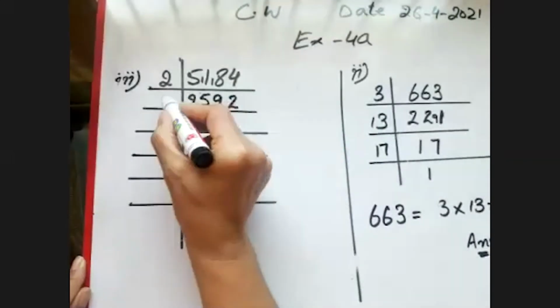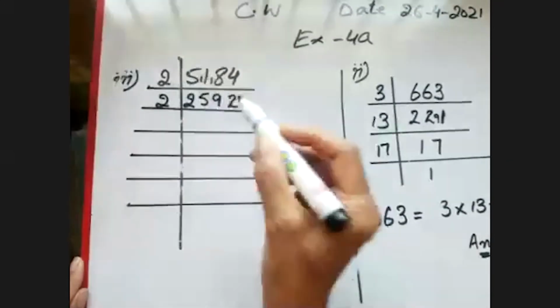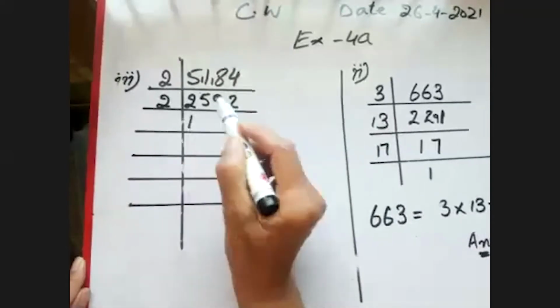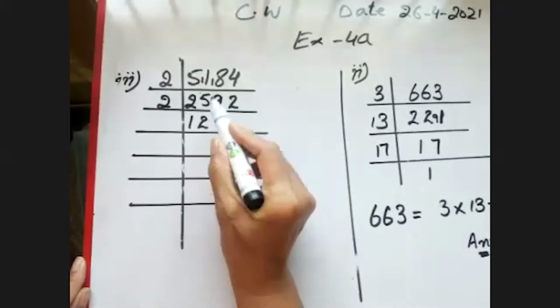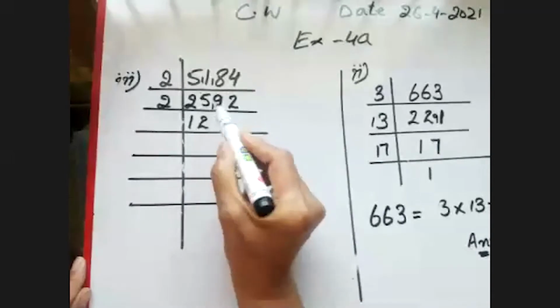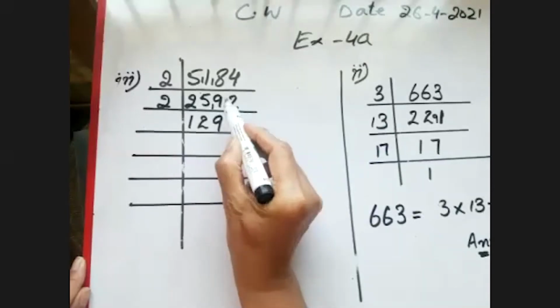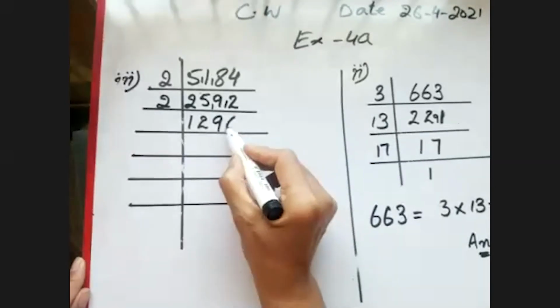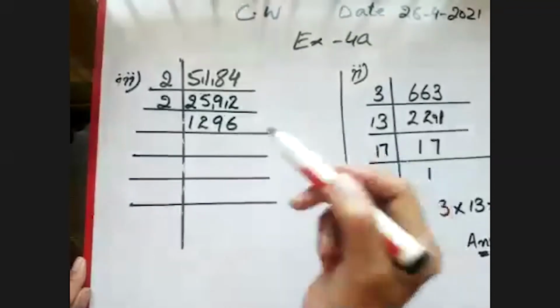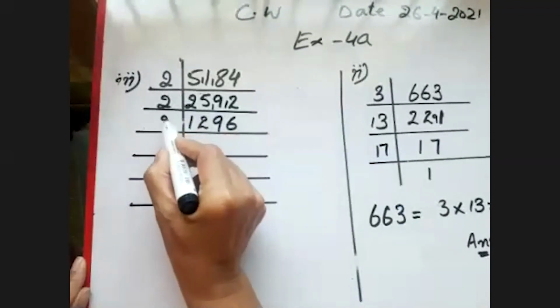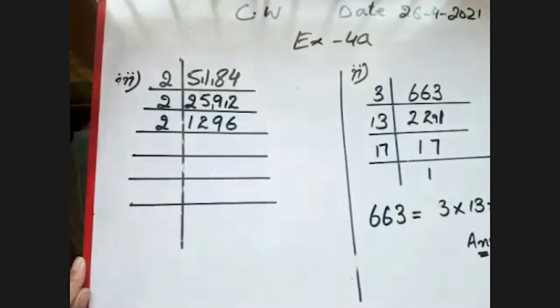And in the unit space, 2 is there, an even number divisible by 2. 2 1 is 2. 2 2 times is 4. 1 left. 2 9s are 18. 1 left. 2 6 times is 12. 6 in the unit space again, an even number. You can divide it by 2.